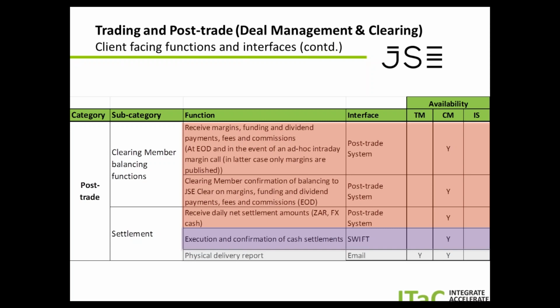And then lastly, the physical delivery report. That's still email. Shame, the last box was left to the technologically challenged. So the physical delivery report will still go out via email. Based on that, you will then have to book any physical deliveries in the underlying market to effect the delivery.